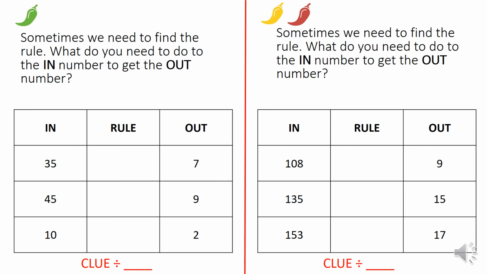And finally, here's another one. Again, I've given you the in numbers and the out numbers, and you need to find the rule. My final clue today is it's a division. Therefore, the in number is divided by something to get the out number. The harder questions might need again the inverse to work out what number has been divided. Take a pause in the video and have a go. Here are the answers, and again, hopefully you got them all okay.